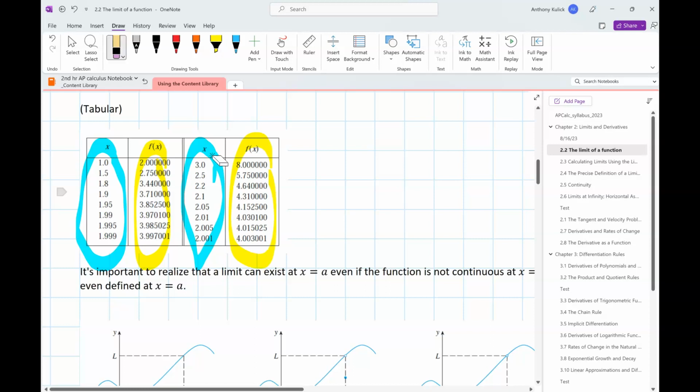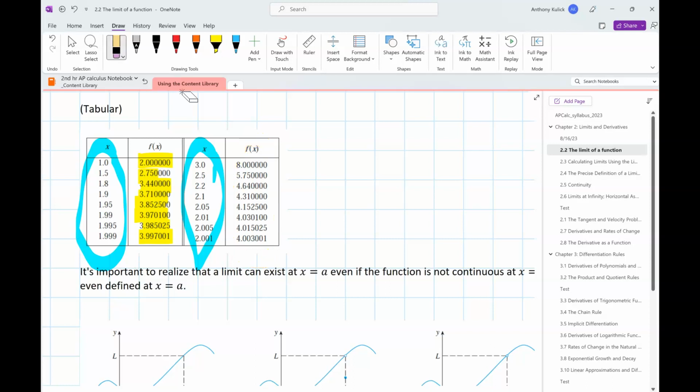And I notice on each side, the outputs appear to be approaching the number 4, right? We started at 2, then 2.25, 3.44, 3.71, 3.85, 3.97, 3.98, 3.99, heading to 4, right? It's slowing down. The change in between values is getting smaller, heading towards, it seems like, an upper bound of 4. Everybody kind of agree with that?